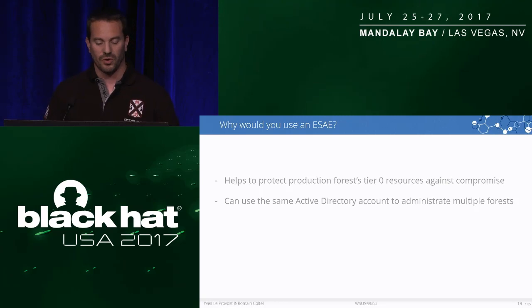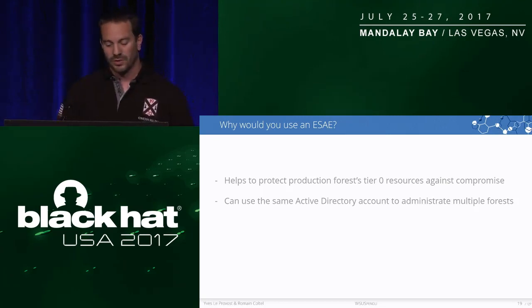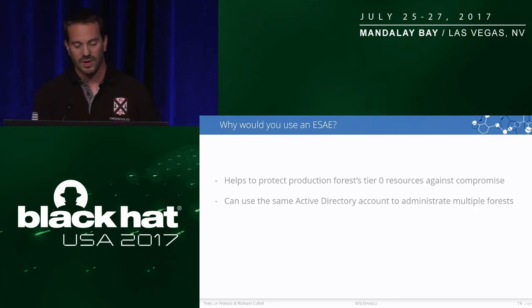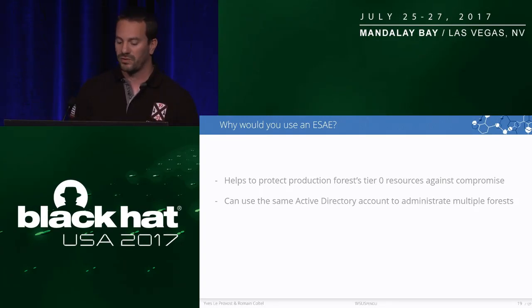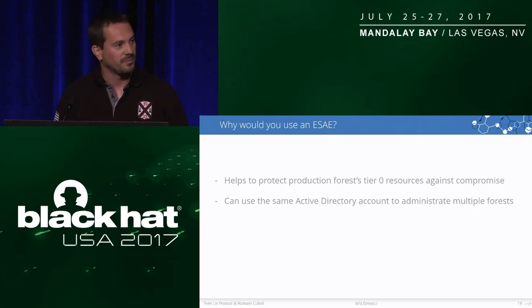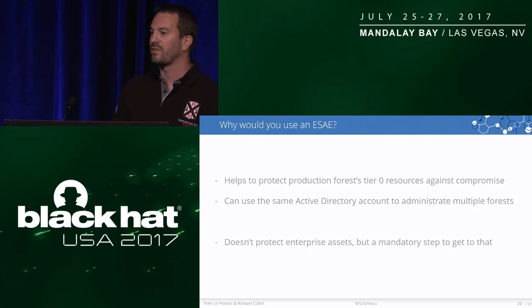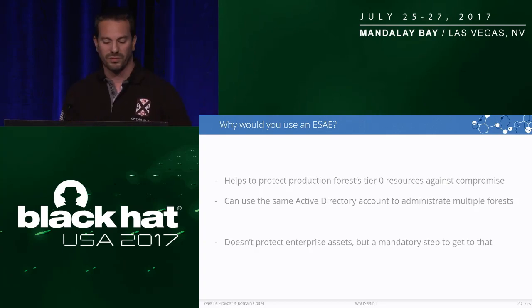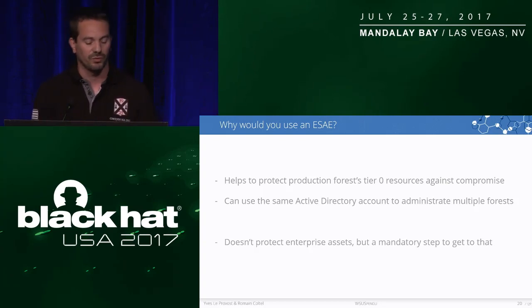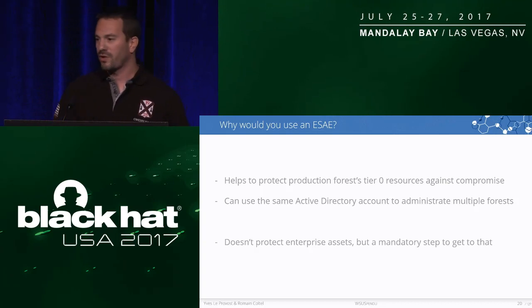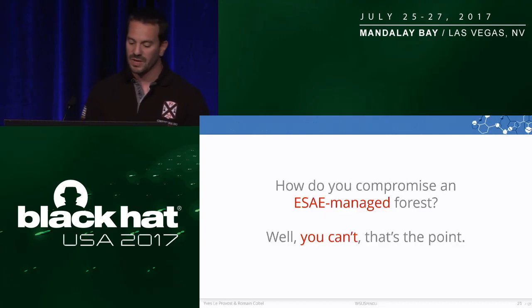But if you only have one forest, this guarantee is not very useful. So you could stick with having well-configured tier 0 administrators in your production forest. That will save you a lot of money. However, the ESA model doesn't protect enterprise assets, but it's a mandatory step to get to that. Without this first step, trying to protect business assets is just a wild goose chase.